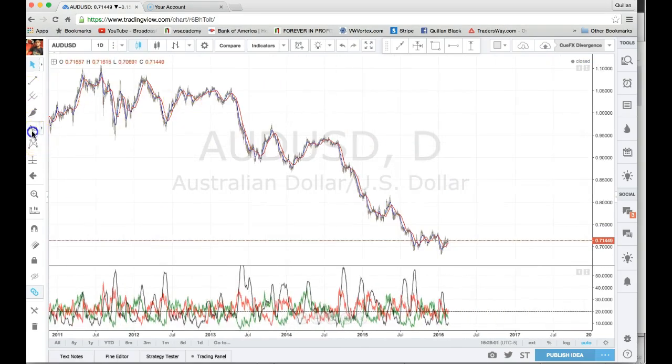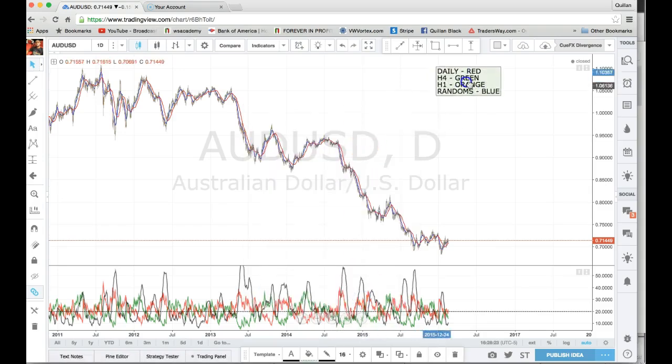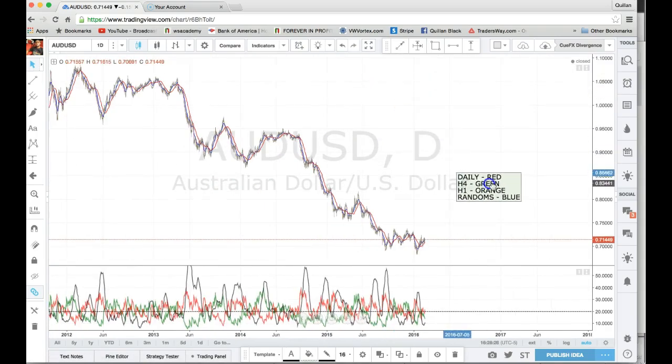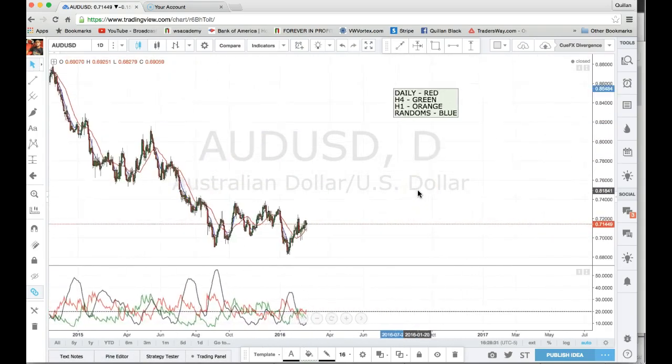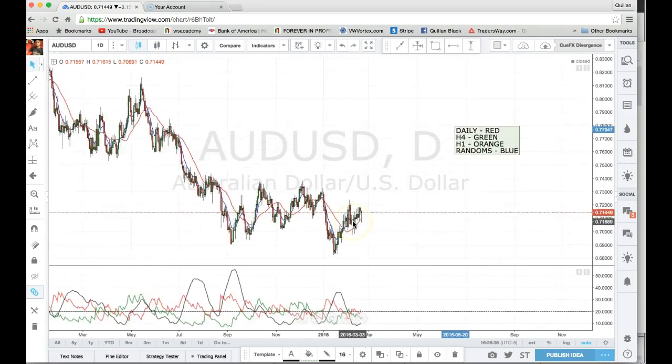On the daily, it's going to be red. And these are the horizontal line colors also, to help you guys. H4 is going to be green, H1 is going to be orange, and randoms are, let's say, blue. I'll try to keep it more where the price action is currently, just to make things easier. Those are the colors though, keep that in mind.